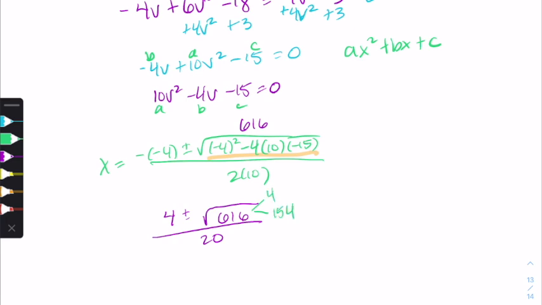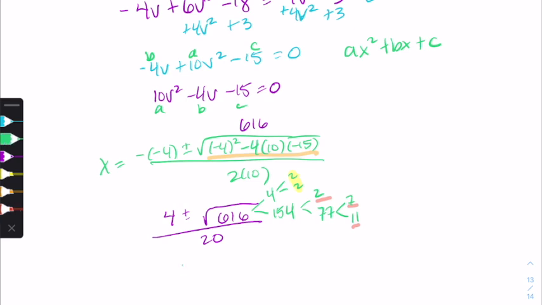So if I do 616 divided by 4, I get 154. 154 is even, so I'm going to divide by 2, so that gives me 2 and 77. 77 is 7 and 11, so now I have all of my prime numbers. I need to break down my 4 a little bit more. So that gives us 2 and 2. So I have a pair of 2's, and then all of these are loners. Right? So they can't come out of the radical.